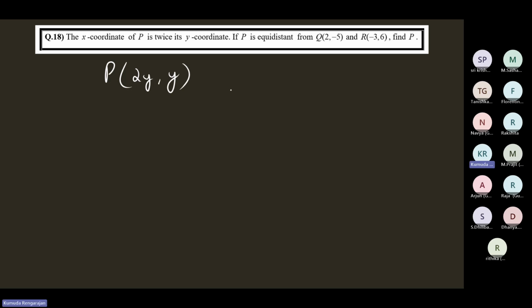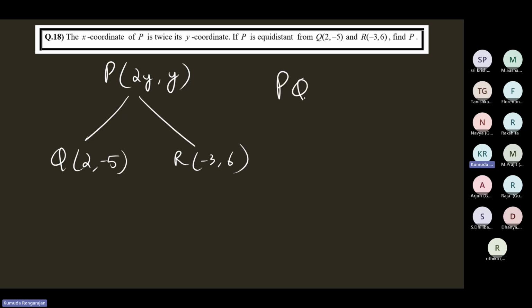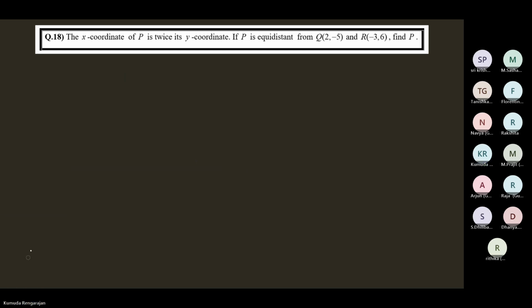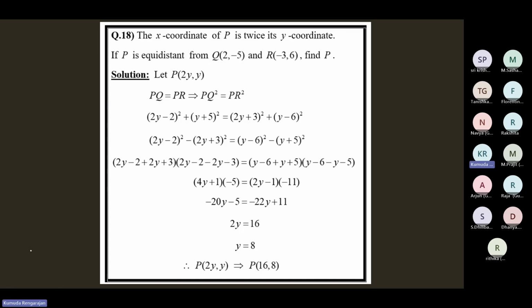If P is equidistant from Q and R, find P. So the same fundamental: PQ is equal to PR. Because P is equidistant from Q and R, it means PQ is equal to PR. So PQ square is equal to PR square. Got this?